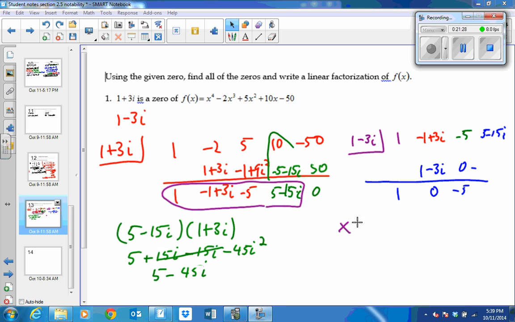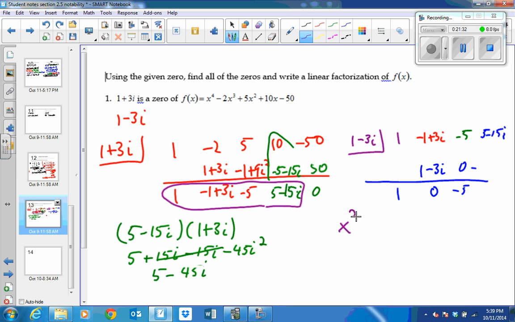So what we end up with here is x squared minus 5 is our last factor, and that equals 0. So x squared equals 5, and x equals plus or minus the square root of 5. So that's two of our zeros, and x equals 1 plus or minus 3i are our other two zeros.